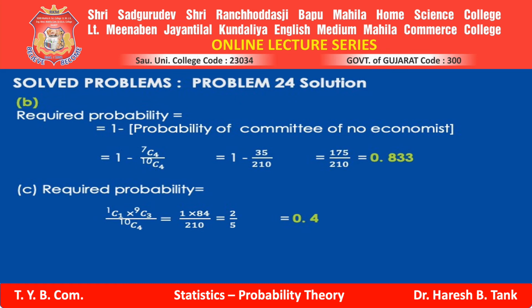The required probability, the last one: the doctor was fixed and of the remaining, whoever they are, 3 are to be selected. That one can do with 1C1 multiplied by 9C3 divided by 10C4. Simplifying it, it comes to 2 by 5, which is 0.4. Right? Which is the third option. Let us see one more example.